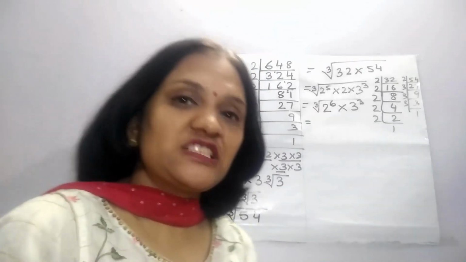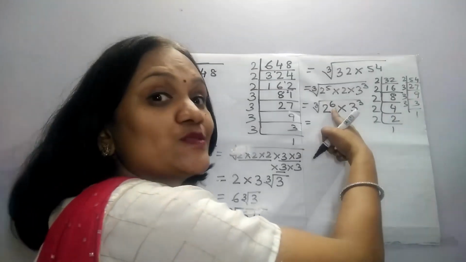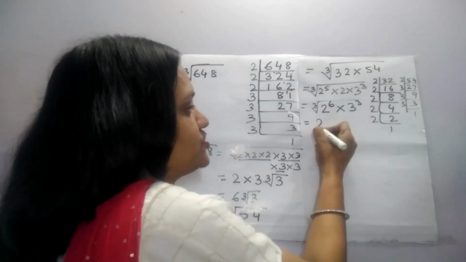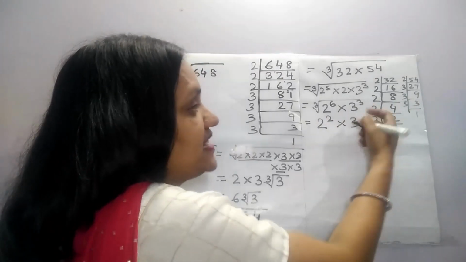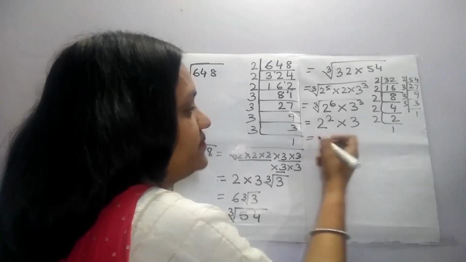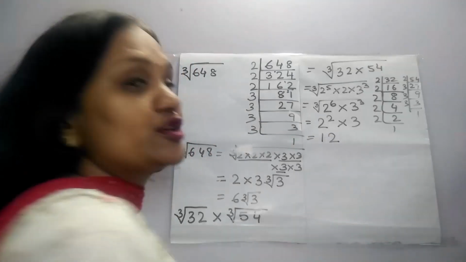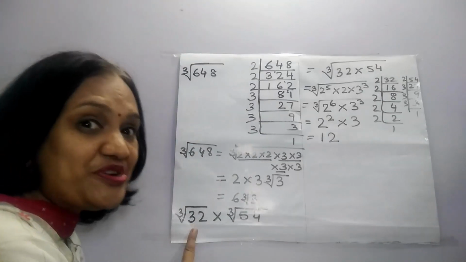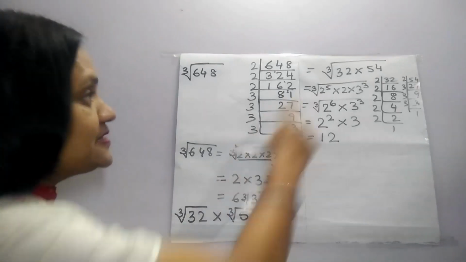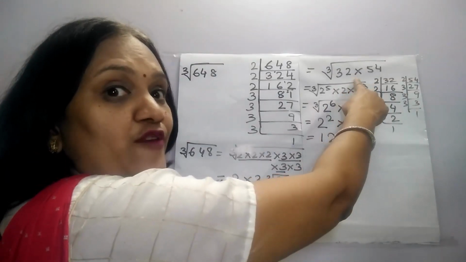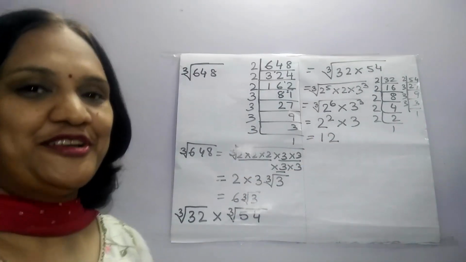Since I have written in exponential form, to find the cube root, I will divide the exponent by 3. So when I divide 6 by 3, I get 2. When I divide 3 by 3, I get 1. 2 twos are 4, 4 threes are 12. So, though 32 is not a perfect cube, though 54 is not a perfect cube, if we multiply them and we find the combined cube root, we are getting 12.